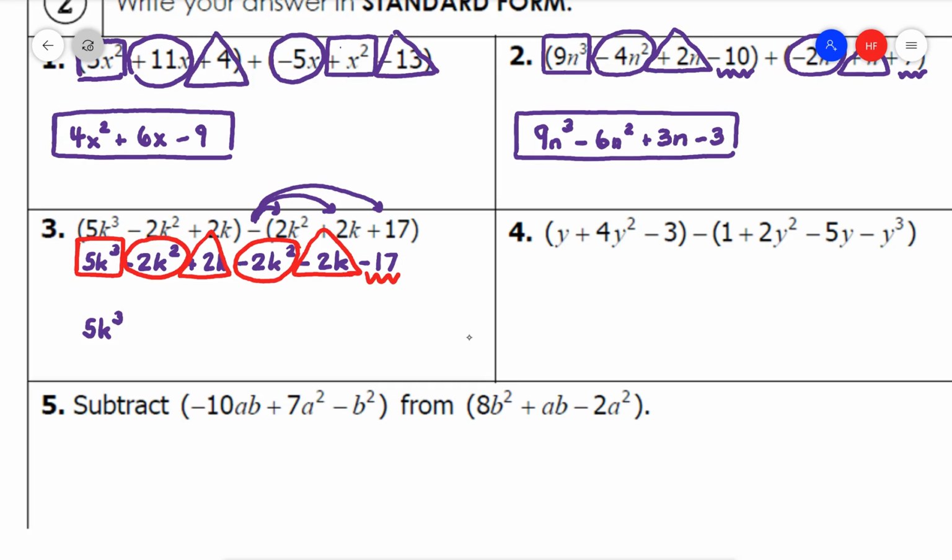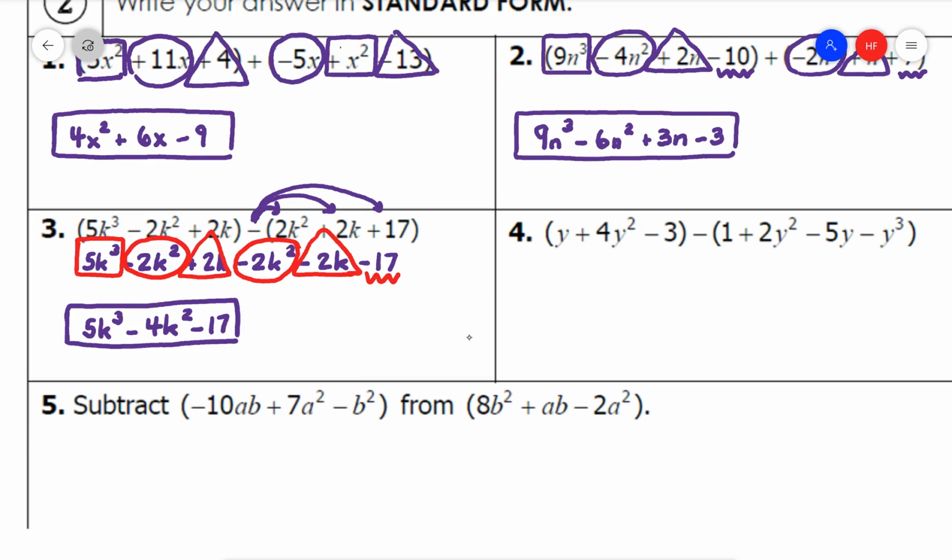Then my next highest exponent would be the square. So negative 2k squared minus 2k squared is negative 4k squared. Then just my plain k's without a visible power, so 2k minus 2k would be no more k's. I'm not going to write that. And then the constant. So notice I didn't say plus 0k minus 0k or whatever. I just left it out of my answer.